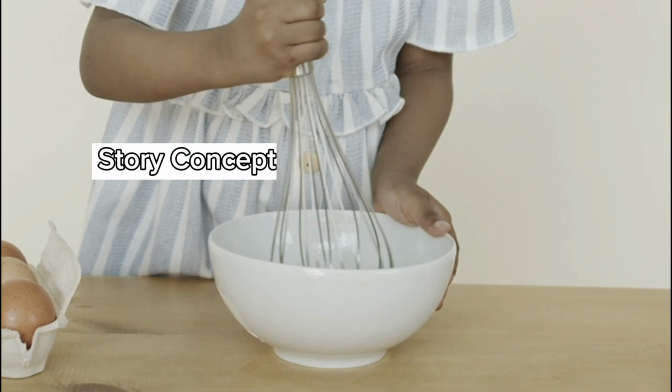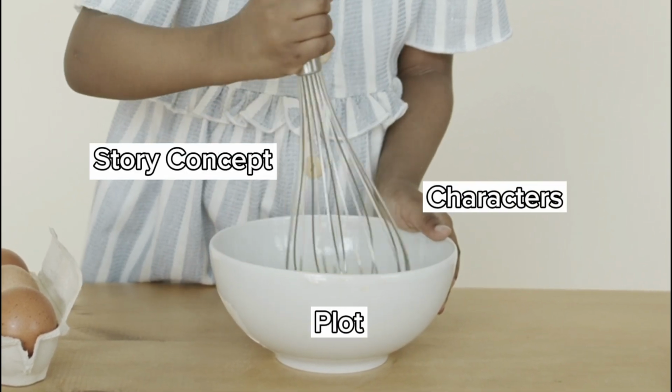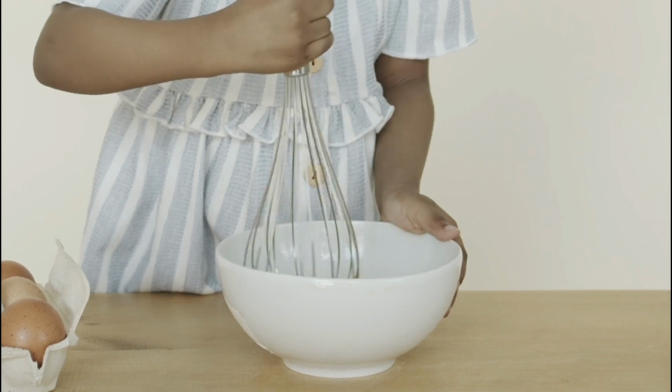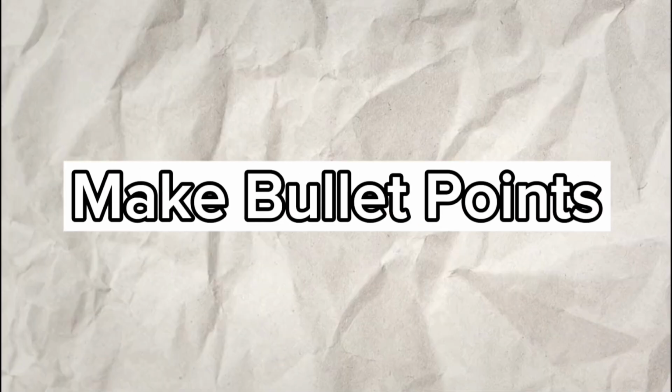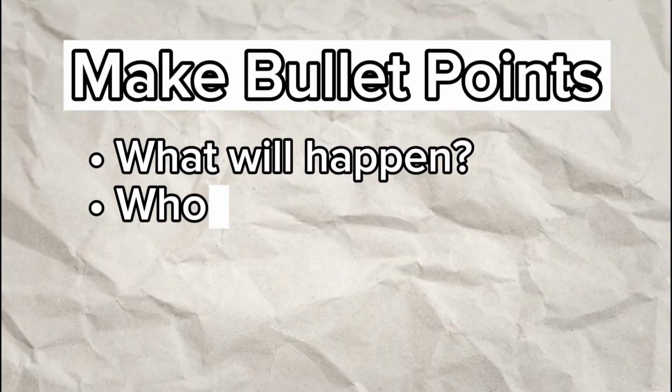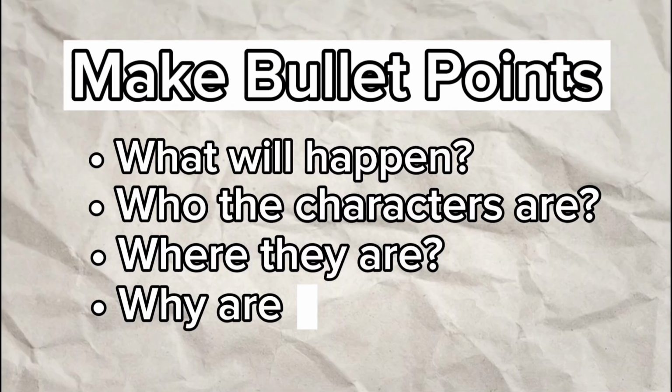Step number 4. Create your outline. Now that you're done preparing your story concept, the characters, and the plot, it's time to mix them into one big bowl of goodness and turn them into yummy episodes. To do this, make bullet points of the events you have in mind. These bullet points should include what will happen, who the characters are, where they are, and why they are acting the way they are.